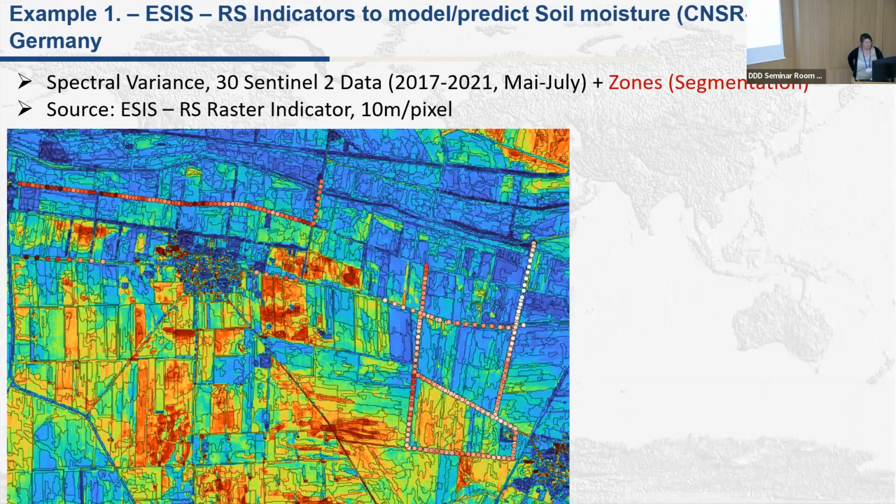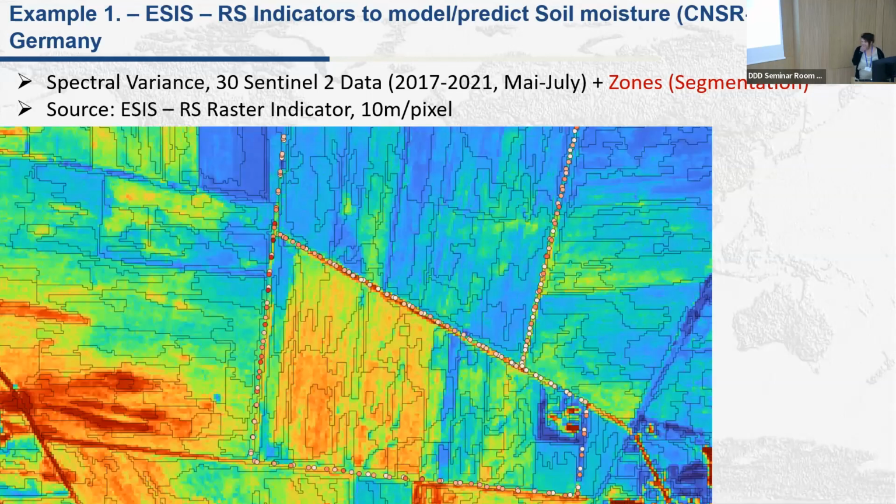The next indicator was the zone segmentation of this spectral variance, so as to have many more indicators. Here you see the overlapping of the zones over the raster data set that we integrate in the model. Here you have a deeper look: we have the raster data and the variance, and then we also have the zone information.